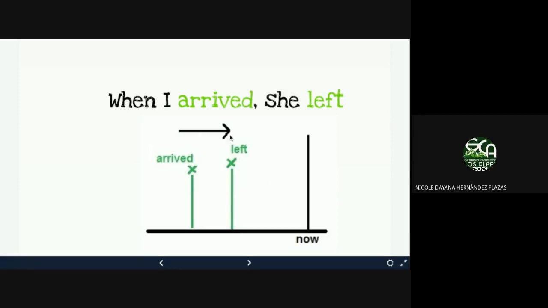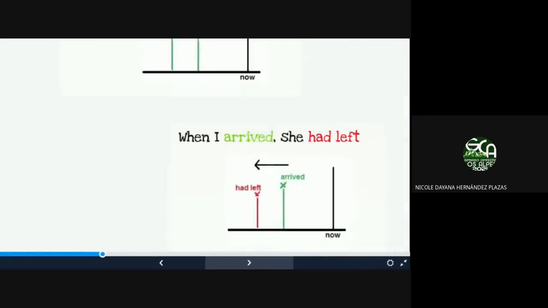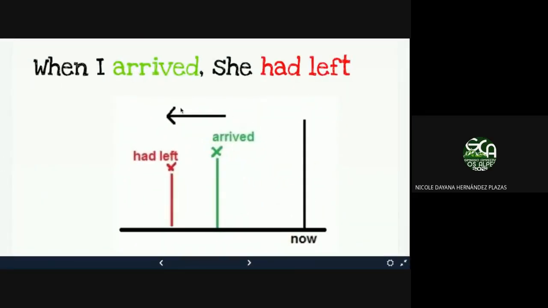So one action and the other one continues. This is just past simple. Esto es solo pasado simple. But the difference when you are using past perfect is this one. Mírenla. You are going to have the same timeline. Tiene la misma línea del tiempo.